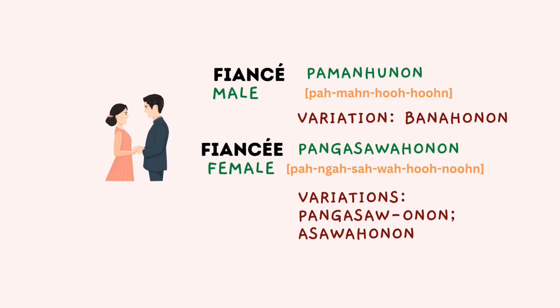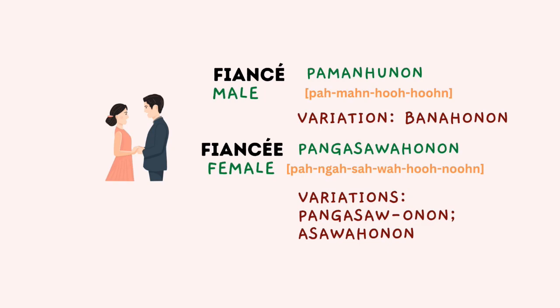Variation. Banahonon. So, bana, mga higala, is husband. So, when you say banahonon, someone you are going to marry. So, this is the male, okay? Fiancé.